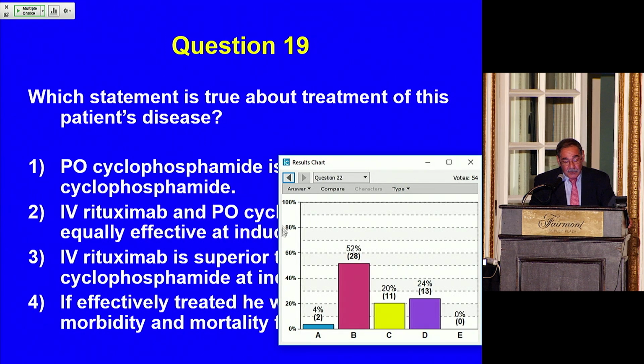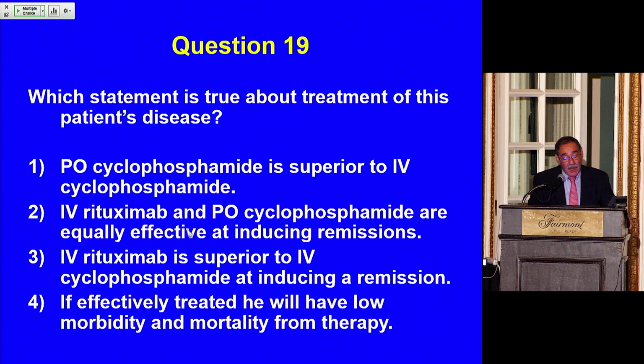Okay, so, finally, again, the majority is right. IV rituximab and PO cyclophosphamide are equally effective. That's what the RAVE trial showed; it was PO cyclophosphamide they used in the RAVE trial. The others are just not true. There's just not data on them, though, again, there may be more data coming out. But in general, cyclophosphamide and rituximab are equivalent.